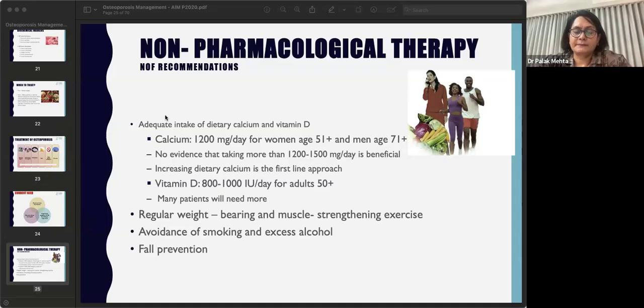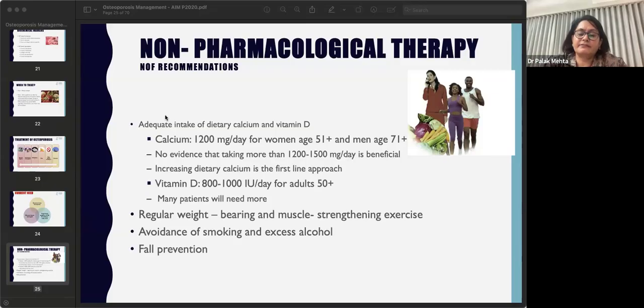The recommendation by the National Osteoporosis Society is 1200 milligrams per day for women ages 50 plus and men ages 71 plus. There is no evidence that taking more than 1200 milligrams per day is beneficial.